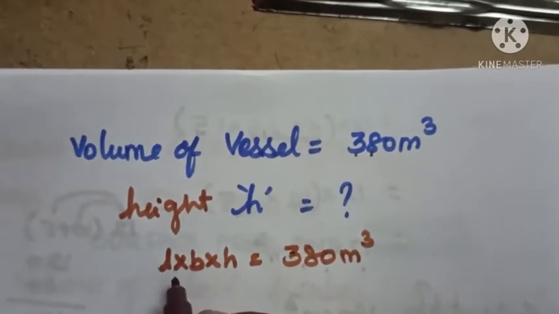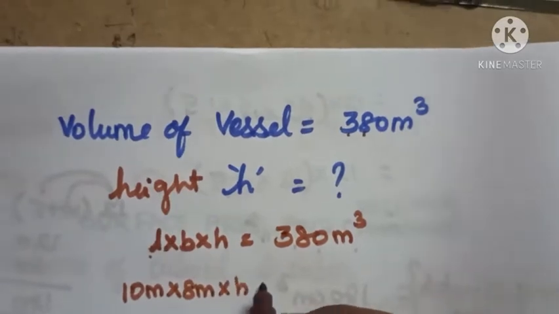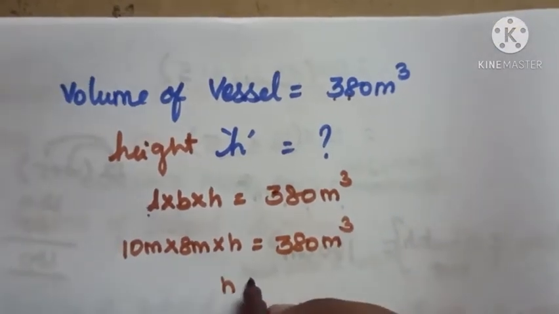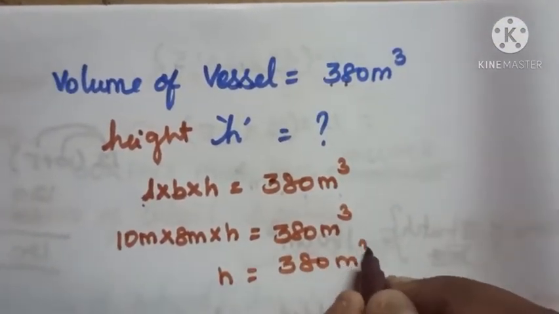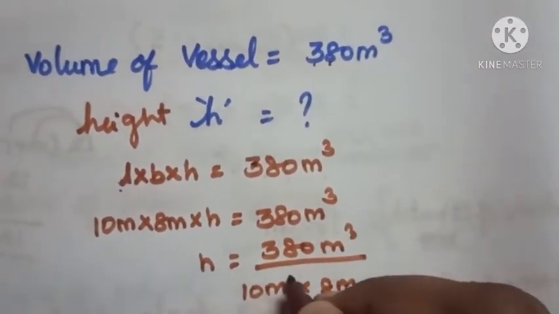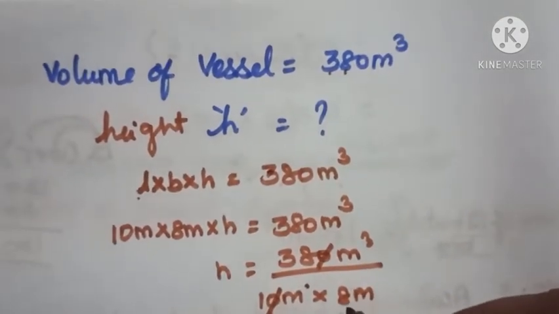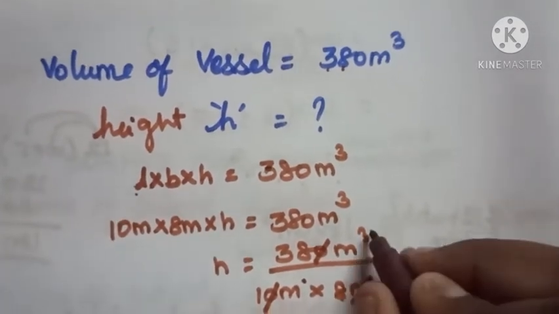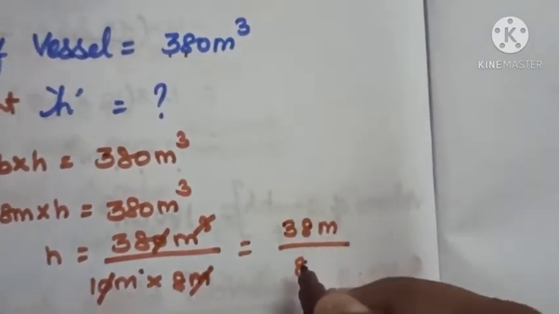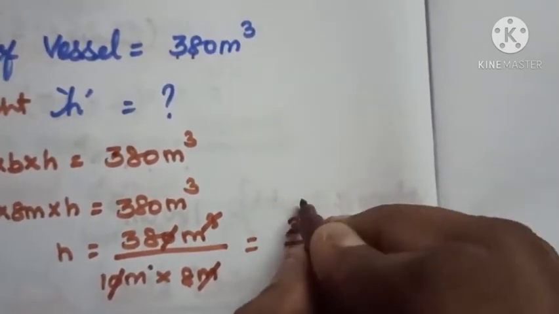So what is the value of length? That is 10 meter long and 8 meter wide. We need to find out the height so that it holds 380 meter cube. So height is equal to 380 meter cube divided by 10 meter into 8 meter. You can check with this, it becomes 38. Now you can cancel this 2, you get the values. So 38 meter divided by 8.